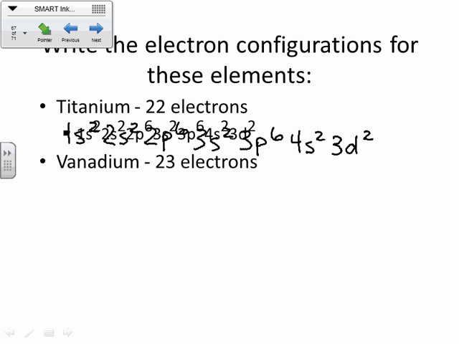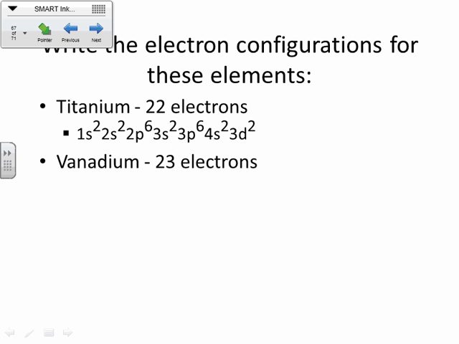Notice, well, here, let me erase this, and then I can show you on the one that's written up here. This whole thing right here, that's the same as the electron configuration for argon, number 18.